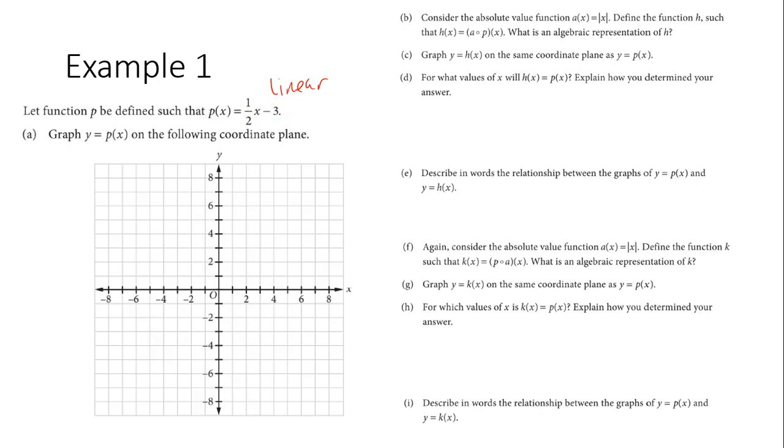How do I graph a linear equation? I start with the y-intercept. And what is the y-intercept? -3. So I start at -3. After that, then what do I do? I use my slope, my rise over run. So my m is 1/2. So what is my rise? What's my run? 2.